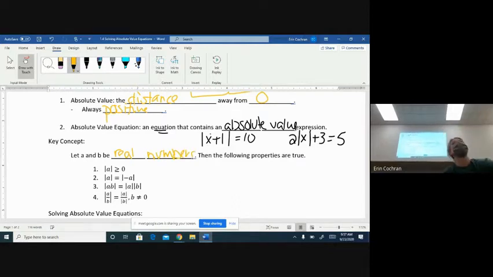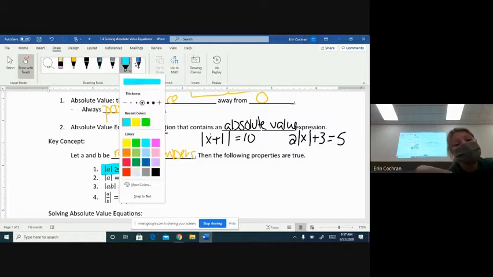Pretty much any number you've talked about: positives, negatives, decimals, fractions, anything. So A and B can be any number that you've dealt with. The absolute value of A is greater than or equal to 0. Is that true? If I take the absolute value of any number, we're going to get what type of number again? A positive number. So isn't a positive number always greater than or equal to 0? Yeah, that should make sense to you.